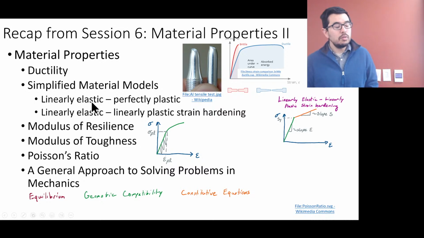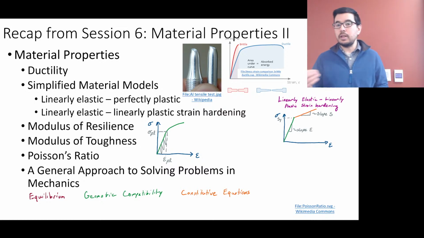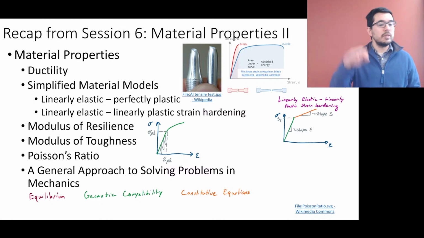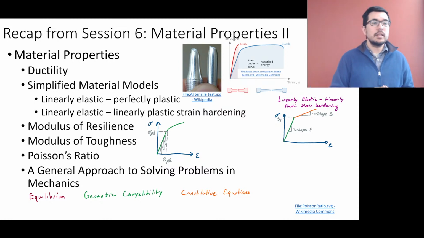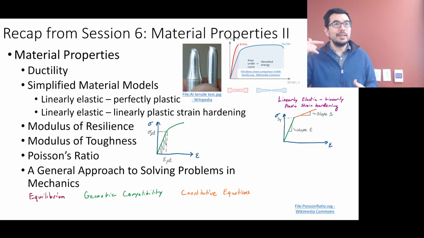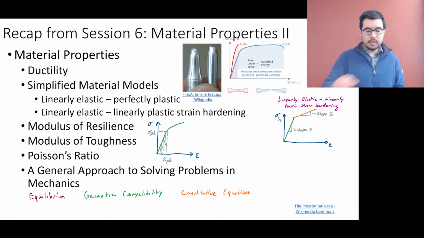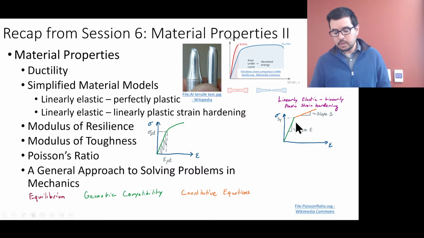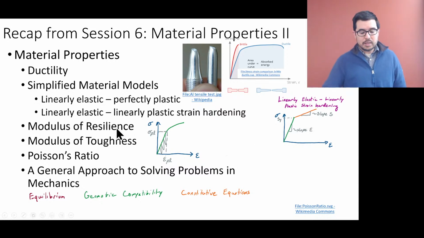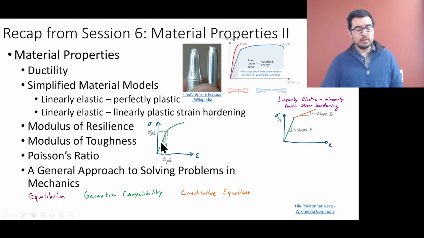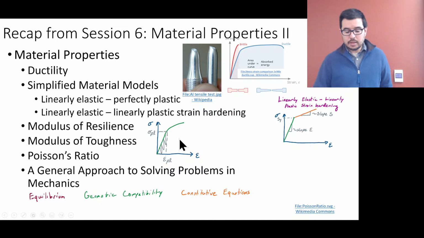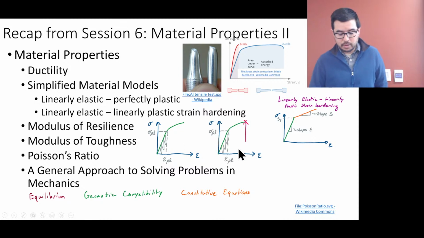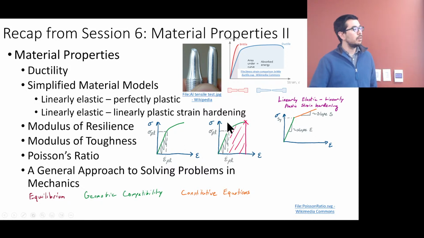We discussed two simplified material models: the linear elastic, perfectly plastic model, which had the horizontal plateau for yielding, and the linear elastic, linearly plastic strain hardening model that had a slope, something like what we see here. Modulus of resilience is the area under the elastic region of the stress strain curve. And modulus of toughness, it is shown here, there it is, is everything under the stress strain curve until break.